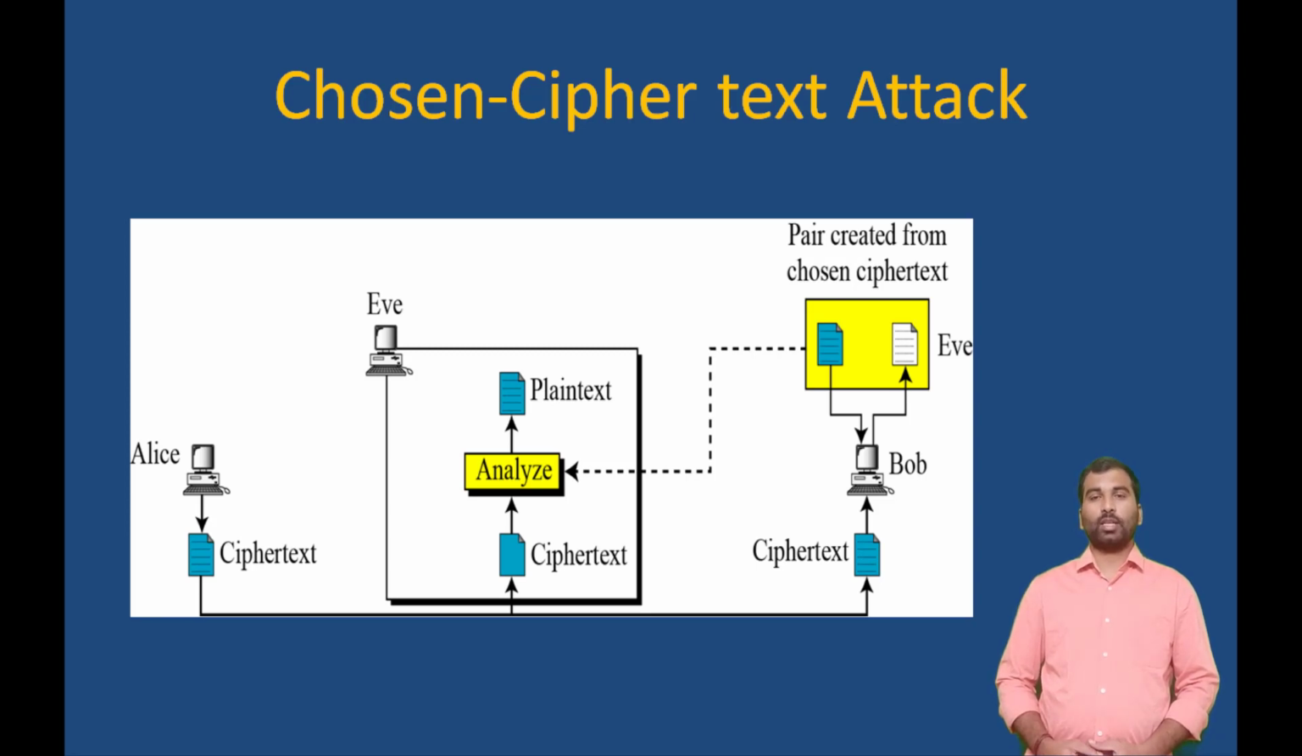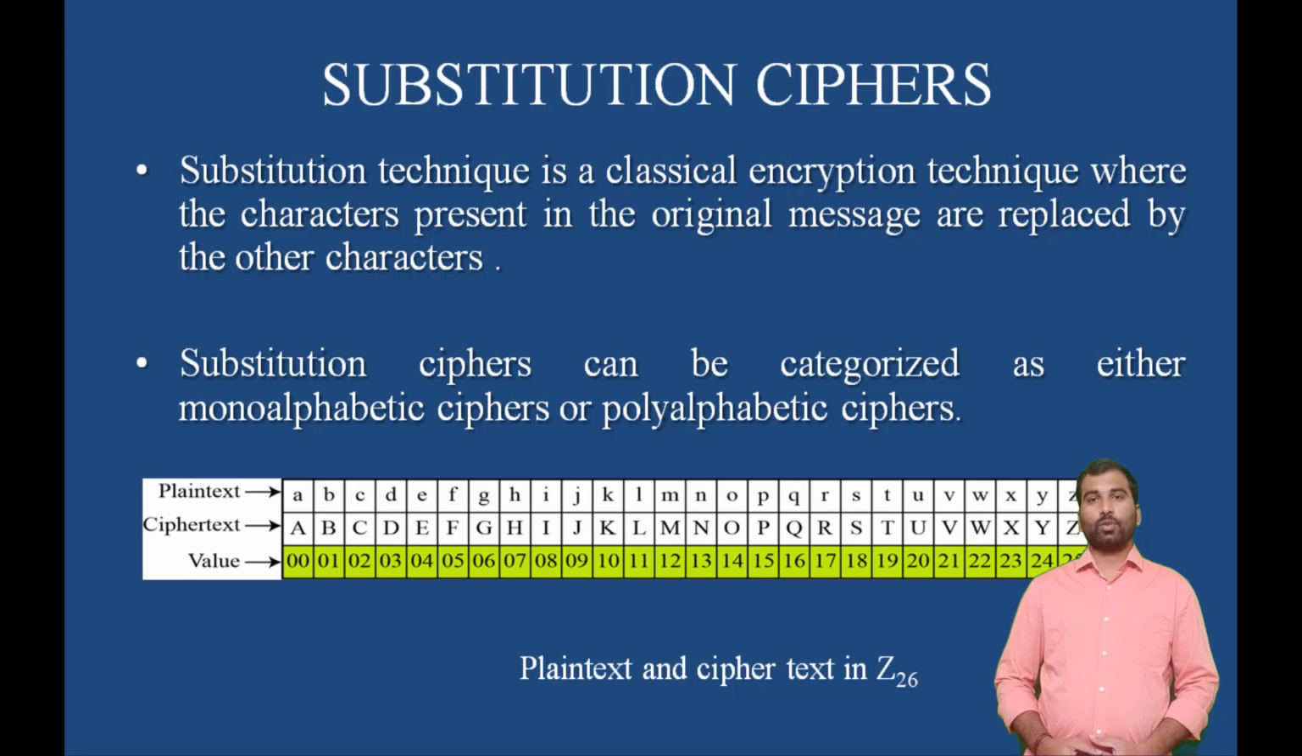Coming to the next one, substitution cipher. A substitution cipher replaces one symbol with another. So the substitution ciphers can be categorized as either monoalphabetic ciphers or polyalphabetic ciphers.